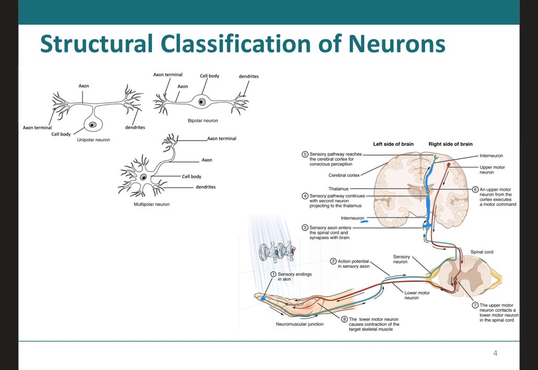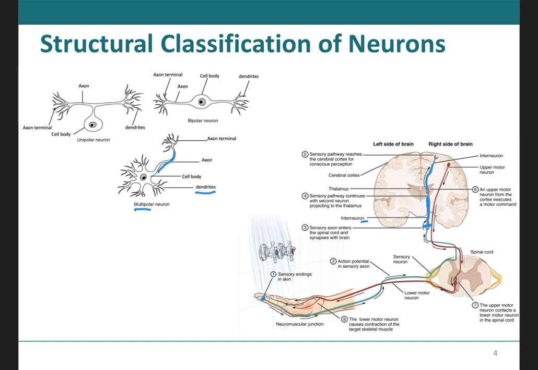Both structural and functional features are going to be used to classify these various neurons in the body, and structurally, neurons are classified according to the number of processes that are going to be extending from the cell body. Therefore, we can see over here the multipolar neurons. They usually have several dendrites and one axon, as we can see over here.